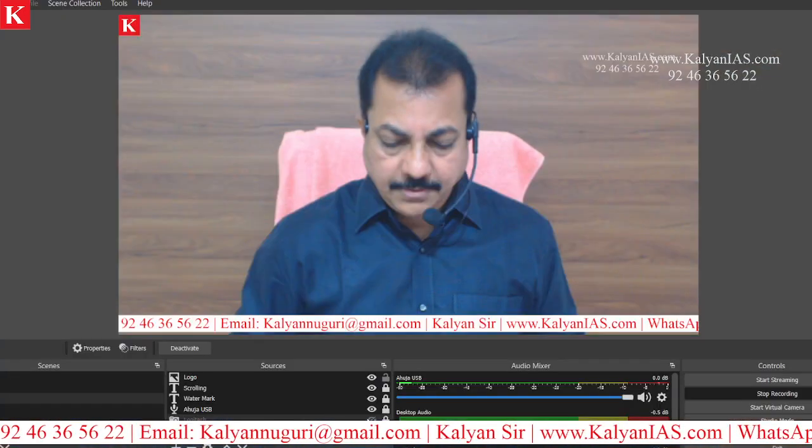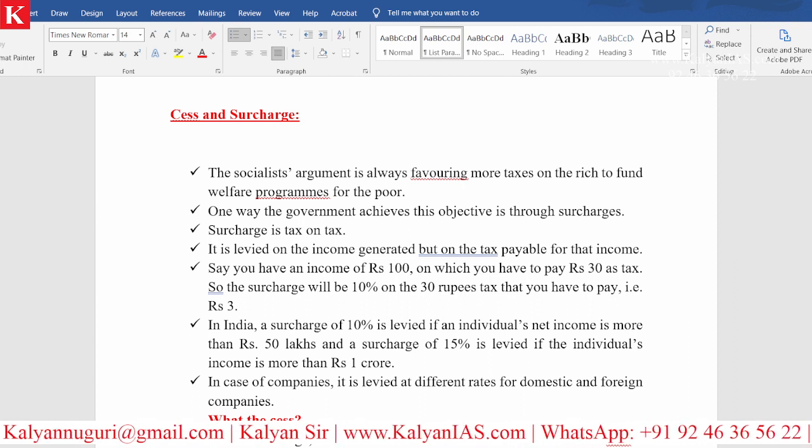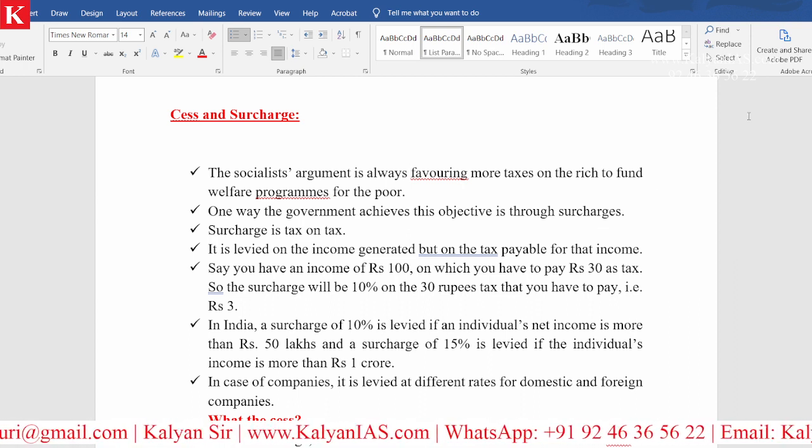I would like to show you some points now. Kindly have a look at this. Now look at this. Look at the document now. Cess and surcharge.